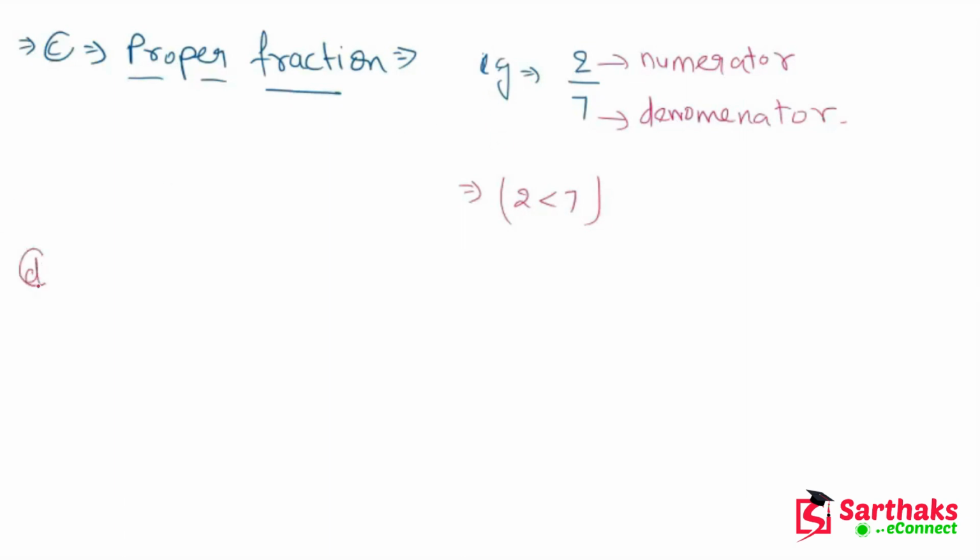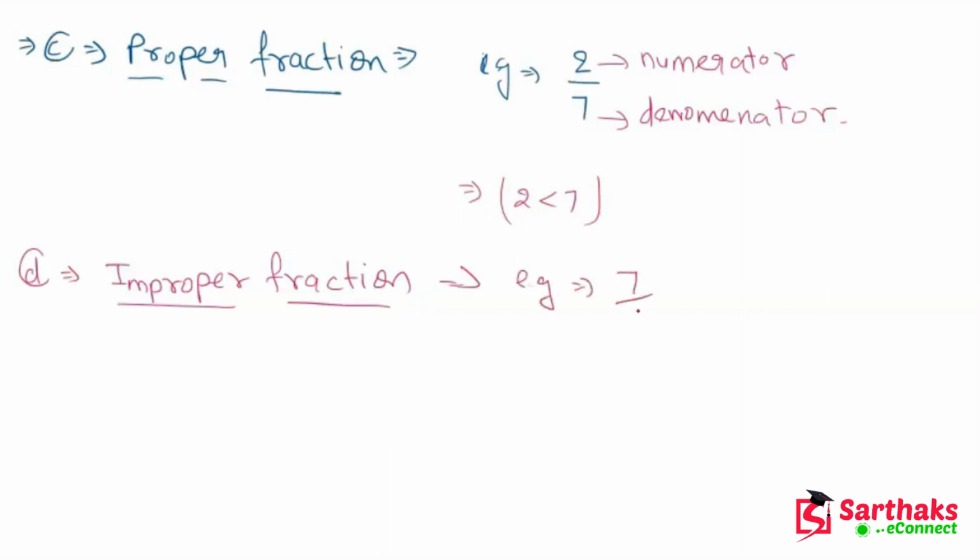Now the fourth part is improper fraction. What is an improper fraction? My dear friends, improper fractions are those fractions in which the numerator is greater than the denominator. For example, 7 upon 2. In this case, 7 is greater than 2, so this is an improper fraction. I hope you understand what a proper fraction and an improper fraction are.